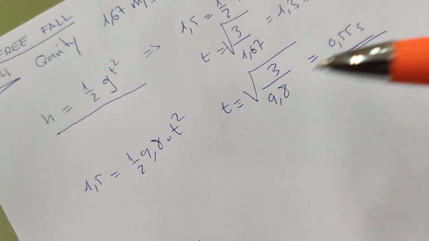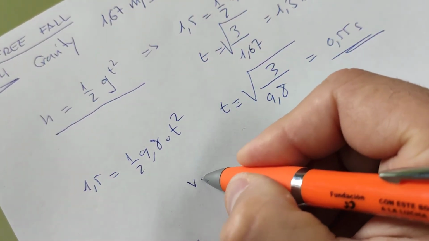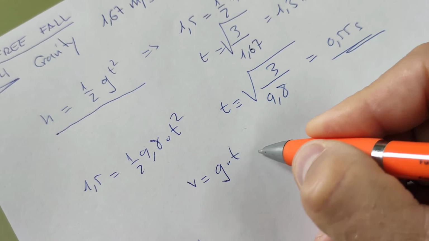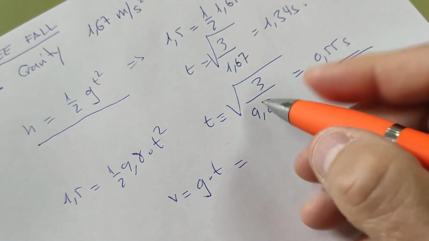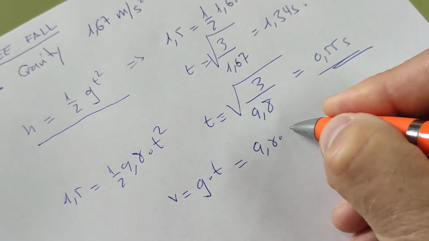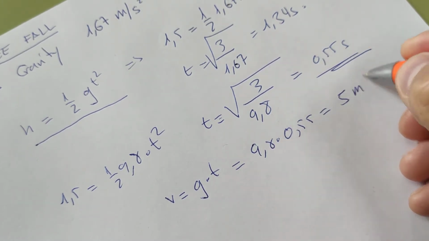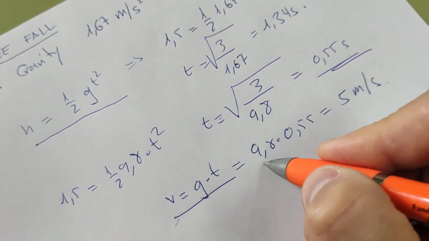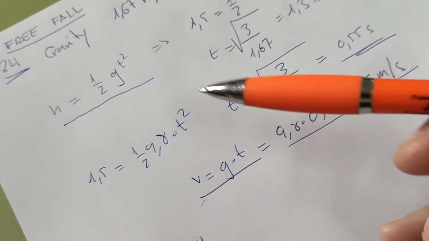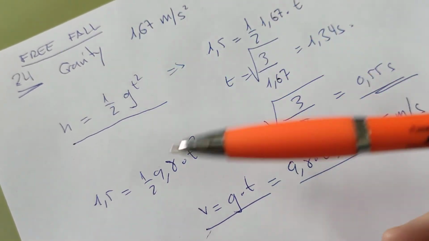Imagine you're asked for the velocity. If you are asked for the velocity, velocity is gravity times time. Then, for example, on the Earth it is 9.8 times 0.55. This is around 5 meters per second. This is the way to calculate the velocity. These are the classic questions we do in a free fall.